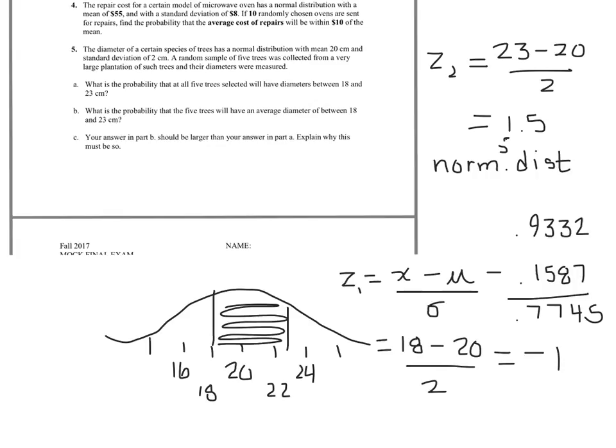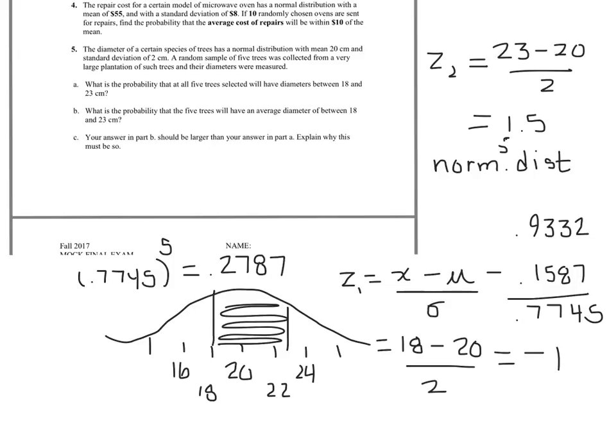We want all 5 trees in the sample to have that diameter. So we're going to need to take that 0.7745 and multiply it by itself 5 times, or, in other words, raise it to the 5th power. And so we find the probability that all 5 trees will have diameters between 18 and 23 is equal to about, depending upon how you rounded, 0.2787.